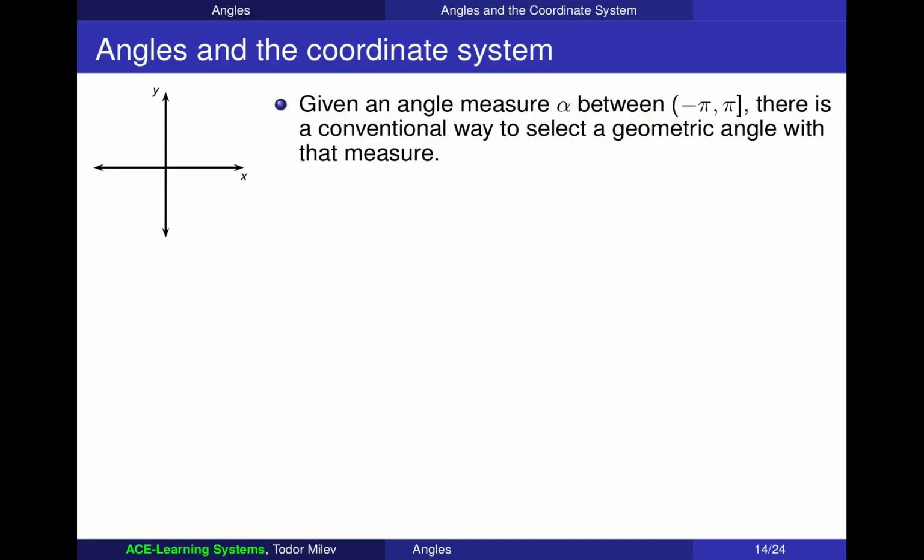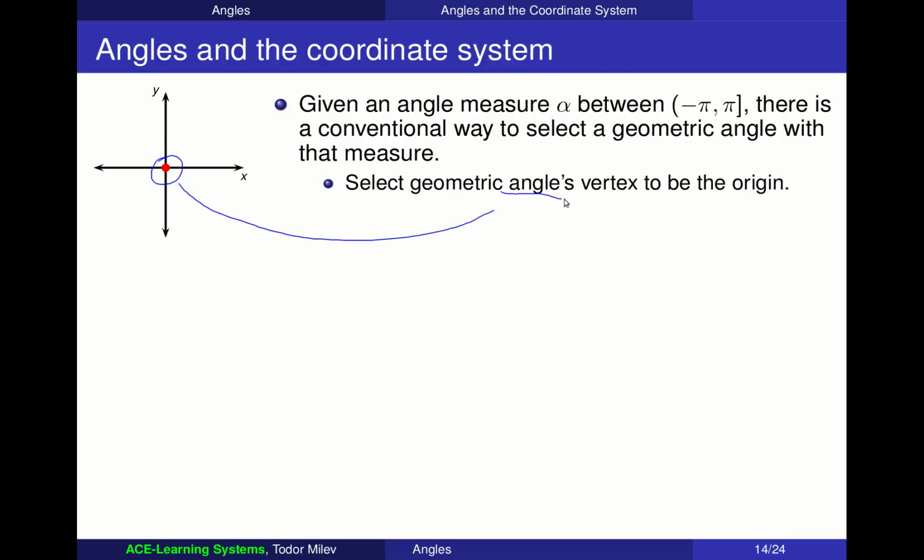So what we do when we want to choose a geometric angle with a given measure is we choose the best possible point for its vertex, namely the origin. We have a distinguished point, that's the origin of the coordinate system, and every angle has a distinguished point as well, so it makes perfect sense to select the origin to be the angle's vertex. You could argue that's the best choice you could take.